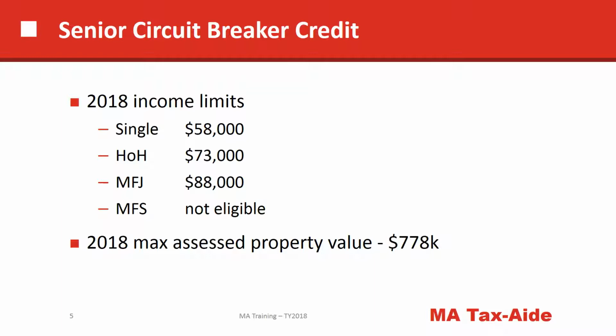The maximum assessed property value for 2018 is $778,000. You can fill out the whole form and you're sitting there trying to figure out why the heck you don't have circuit breaker. You think you did the calculations of the 10%, you think they should qualify and you think they should get it. Do make sure that you note what the assessed value is, because the software will disqualify the taxpayer from getting the credit.